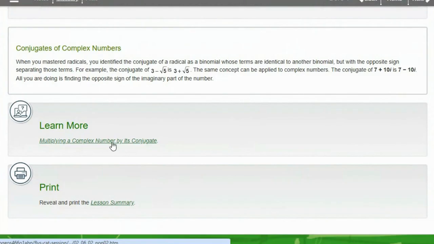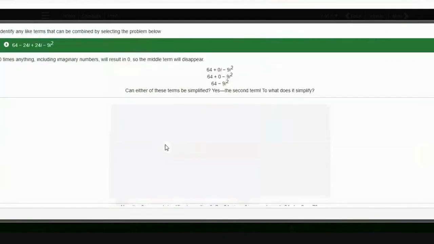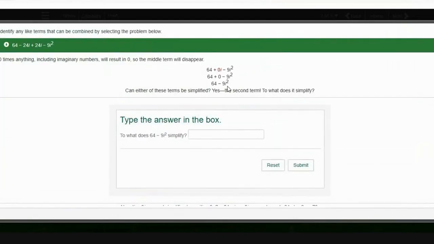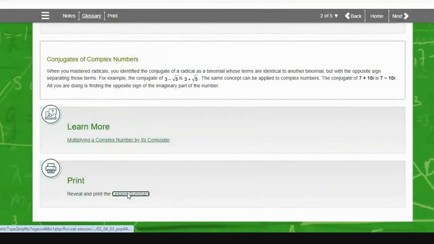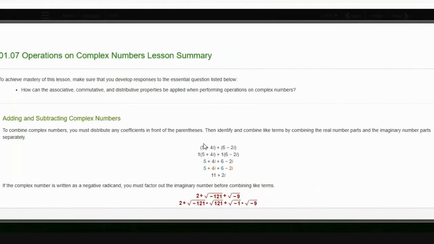Multiplying, there's another example, multiplying the complex number by its conjugate. And again, the imaginary part will go away and you'll end up with just an actual number. Let's look at the lesson summary and then we can look at an example problem or two.